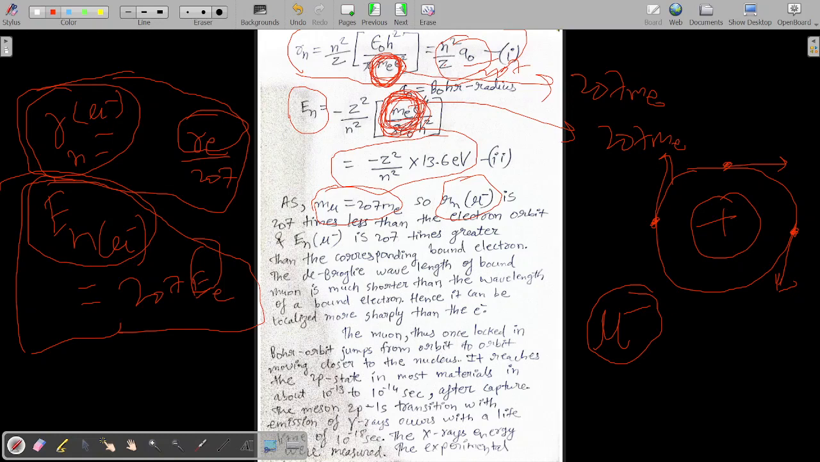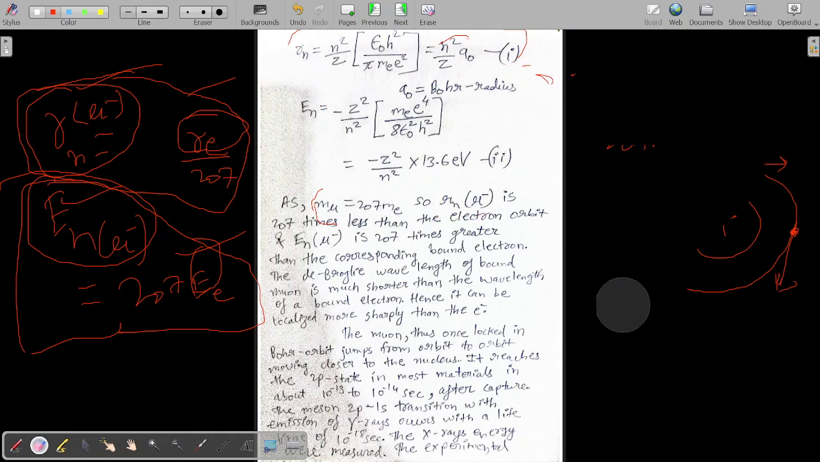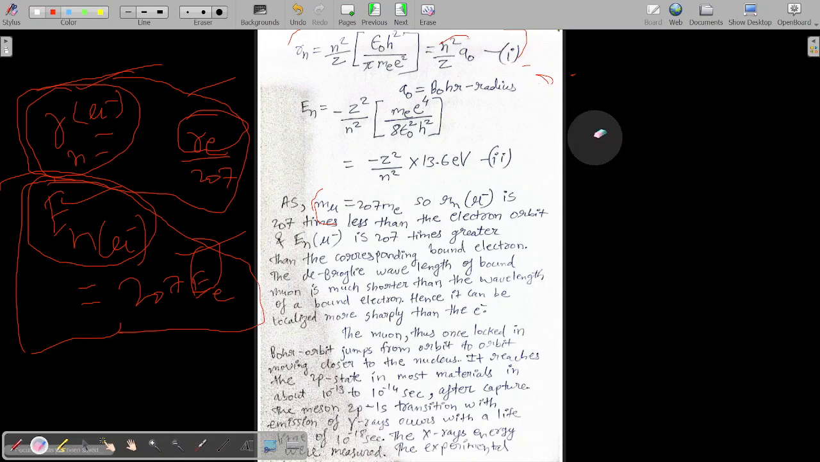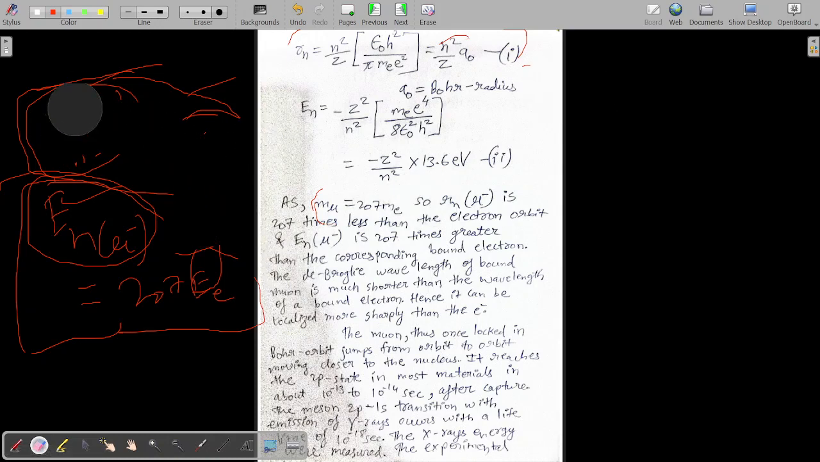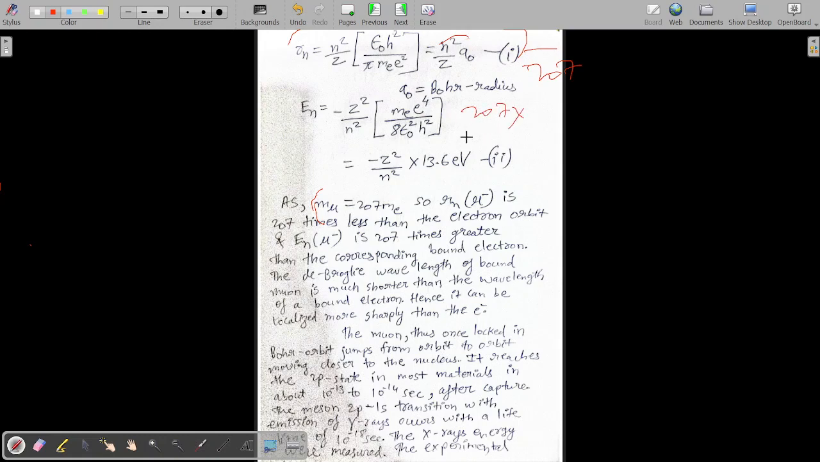Those two corresponding values have the following relation. By this formula you can clearly see this, because Me will be replaced by 207 Me everywhere in the formula. So the radius of the nth orbit will be divided by 207, means 207 times less, and the energy will be 207 times more.